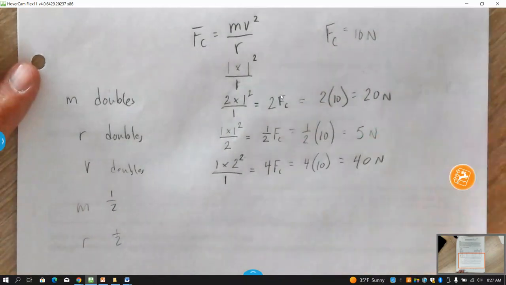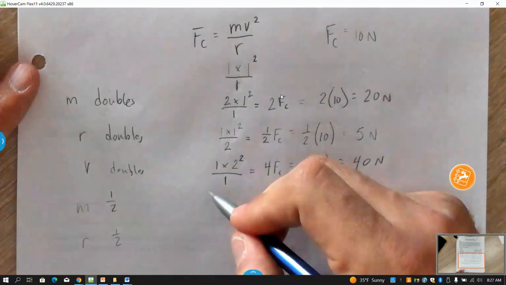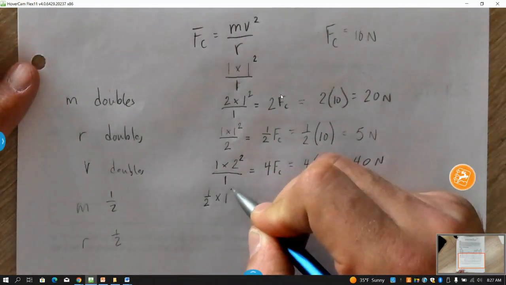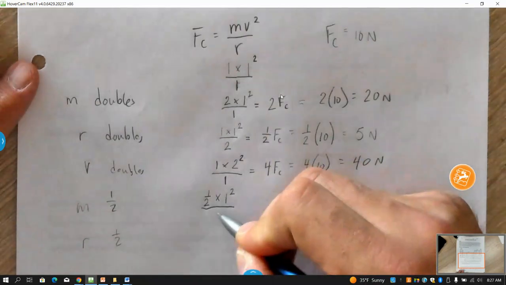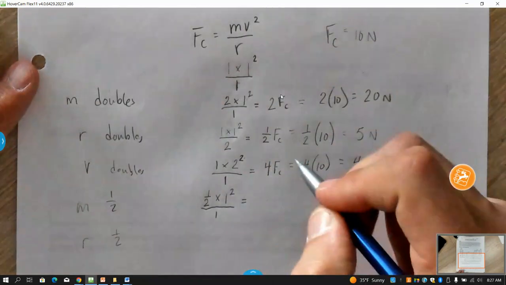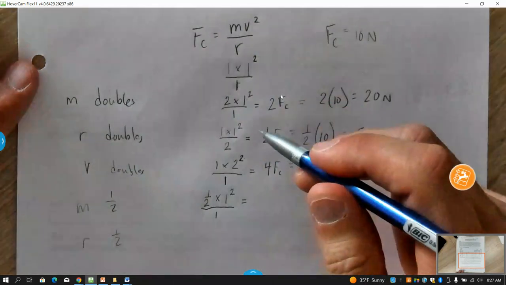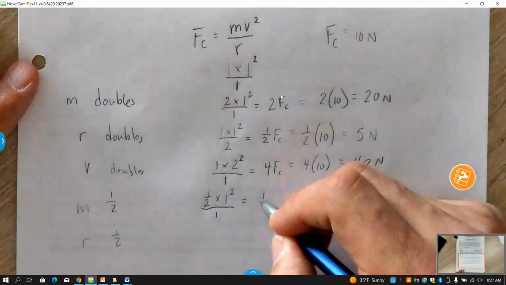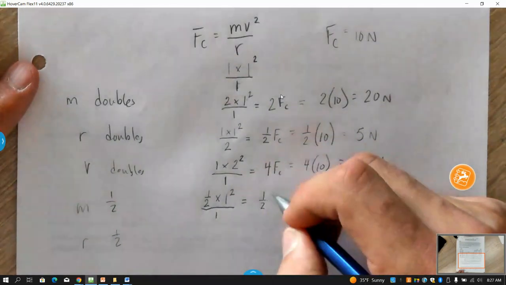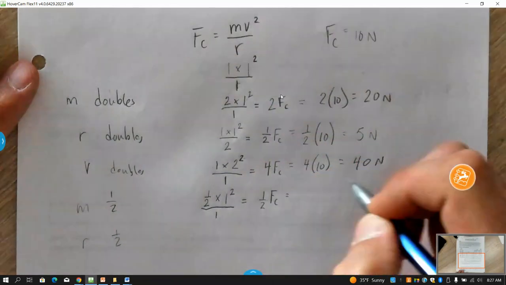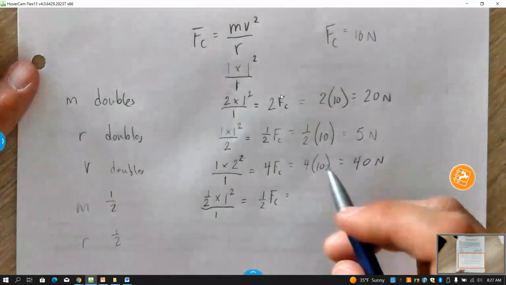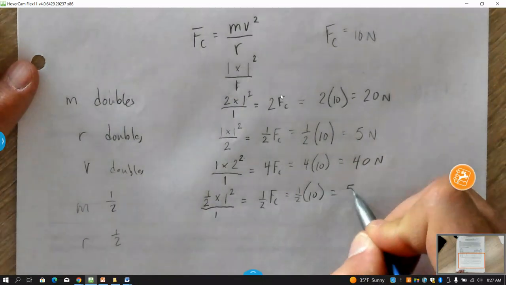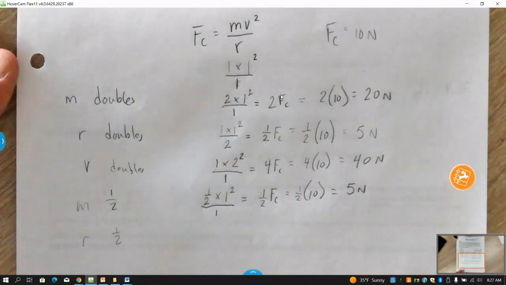All right, what would happen if the mass was to be cut in half? Well, m would become a 1/2 times v squared over r. 1 squared is 1 times 1/2 is 1/2. 1/2 divided by 1, still 1/2. So 1/2 the centripetal force, in which case that would wind up being half of 10, or 5 newtons.